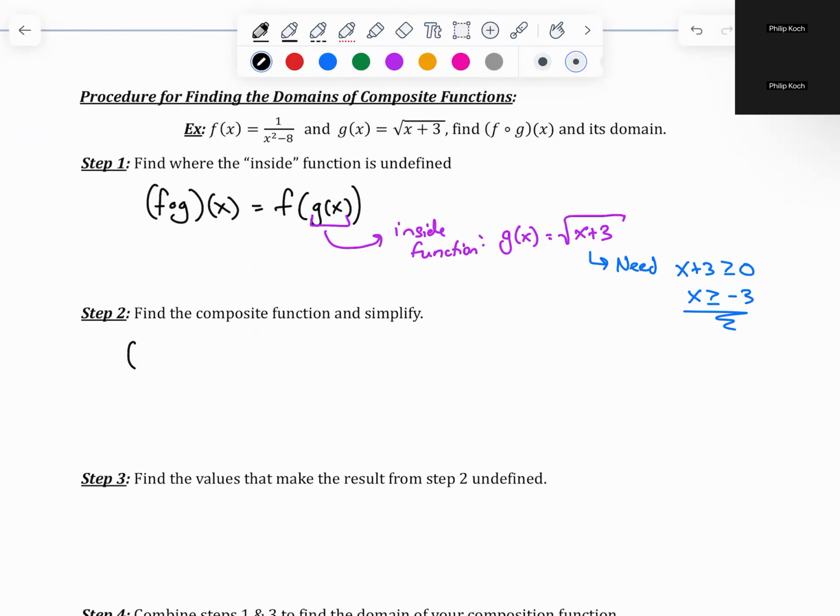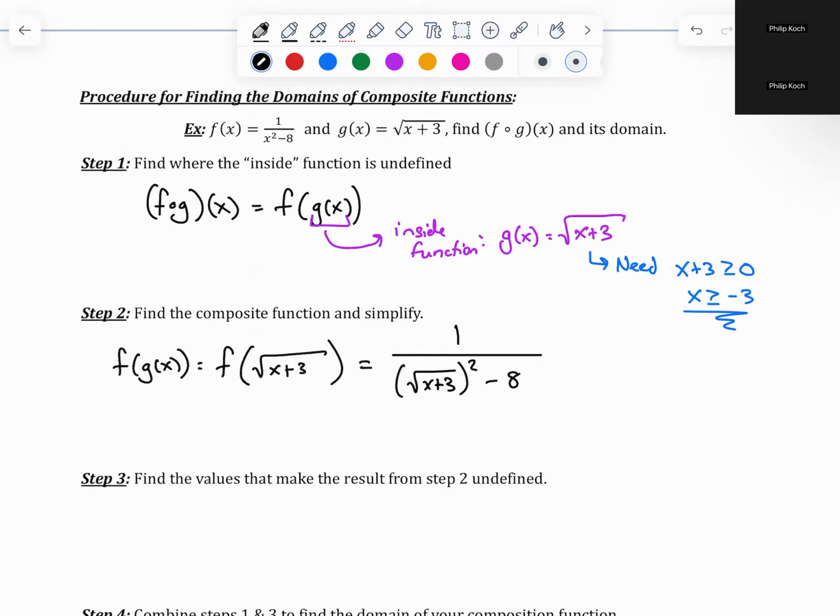So f of g of x, that is f of the square root of x plus 3. That is the function g. The inside of f right now is g of x. So now every instance of x inside of f will be replaced with the square root of x plus 3. So this is equal to 1 divided by the square root of x plus 3 quantity squared minus 8. And then here, the square root and the square will cancel and leave us with 1 over x minus 5.